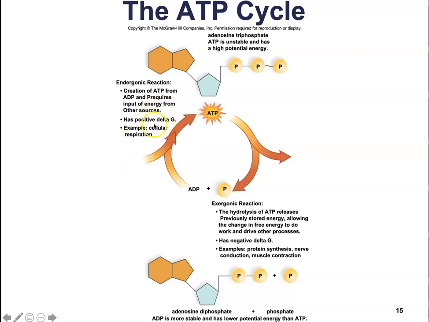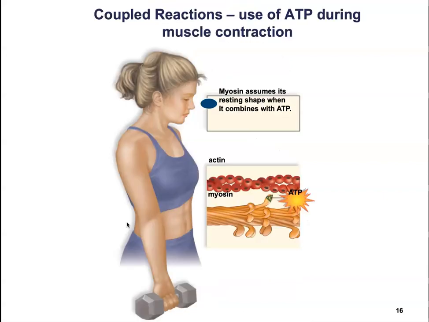Again, it has a positive delta G, and the example is cellular respiration, because in cellular respiration, the cell is making ATP that can then be used later on, okay? So if you want to illustrate coupled reactions, when we say coupled reactions, we mean reactions that require energy, endergonic reactions, are coupled with the breakdown of ATP, okay? Because the breakdown of ATP, which is an exergonic reaction, releases energy, right? So that's what this is saying. This is showing the use of ATP during muscle contraction.